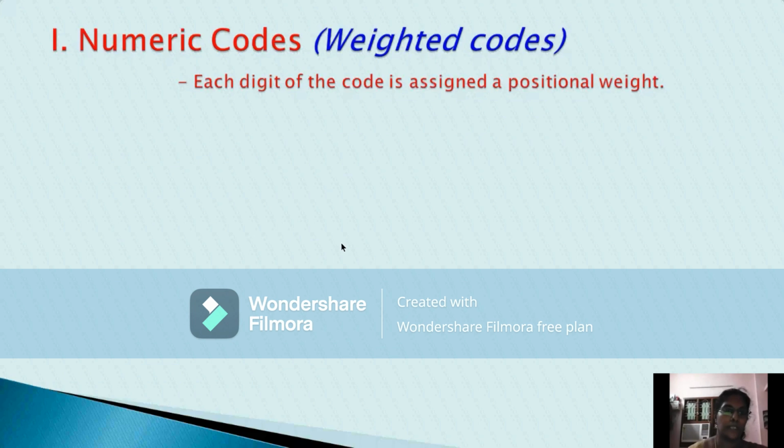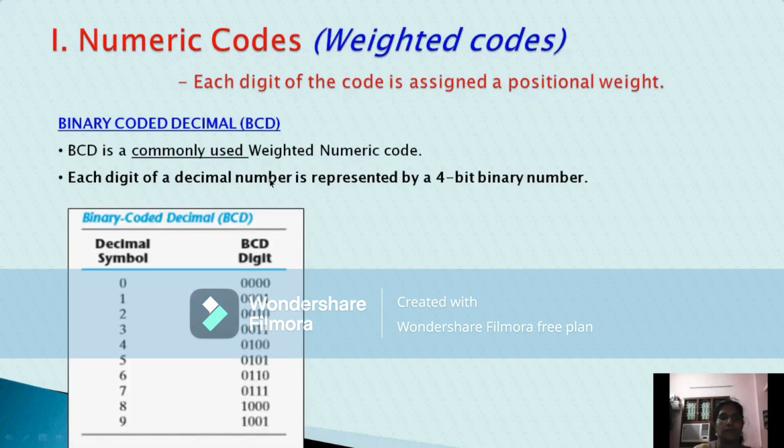Now, what is BCD? See, BCD means, take the decimal symbols, as in the table I have given: 0, 1, 2, 3, 4 up to 9. Take all the decimal symbols. Each decimal digit needs to be represented in a 4-bit binary number. That is your BCD.